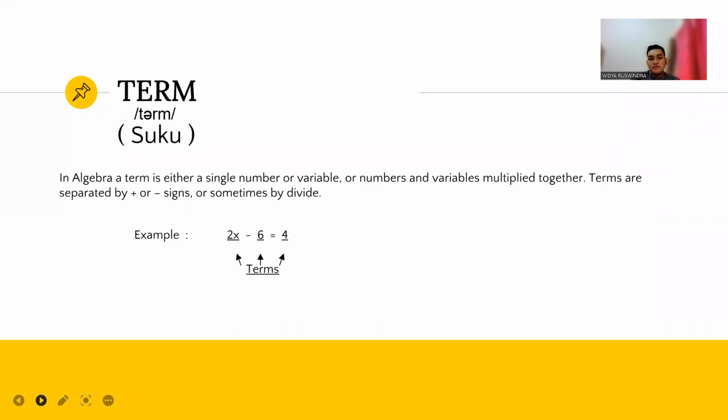Next vocabulary is term. For pronunciation, it is term. In Indonesian, we say suku. In algebra, a term is either a single number or variable or numbers and variables multiplied together. Terms are separated by plus or minus signs, or sometimes by dividing. For example, 2x minus 6 equals 4, and the terms are 2x, minus 6, and 4.